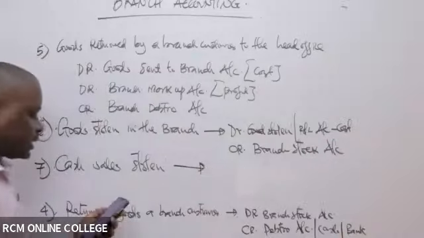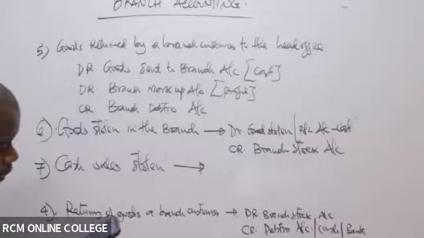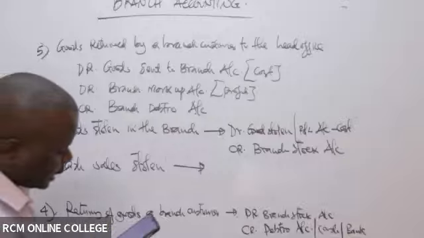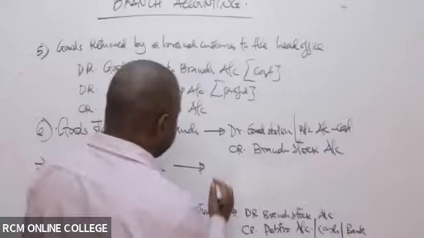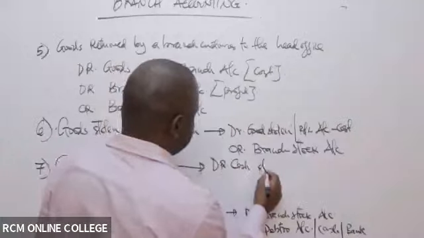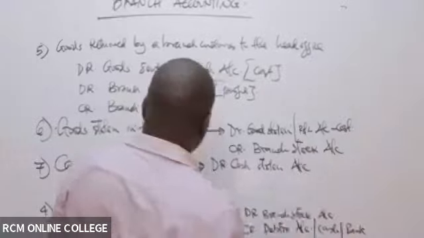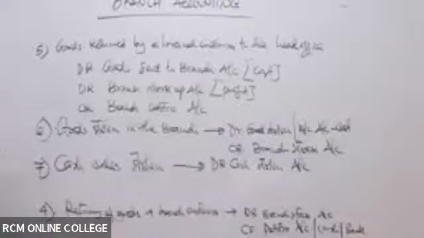So this one, how do you deal with it? Automatically here, it is having to reduce your cash because in this case, you had made a cash sale, but it has actually reduced. So cash sales stolen from the branch. So in this case, you'll debit the cash stolen account, debit the cash stolen account.